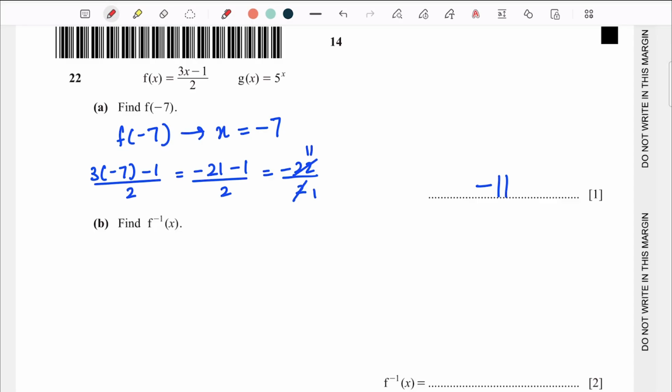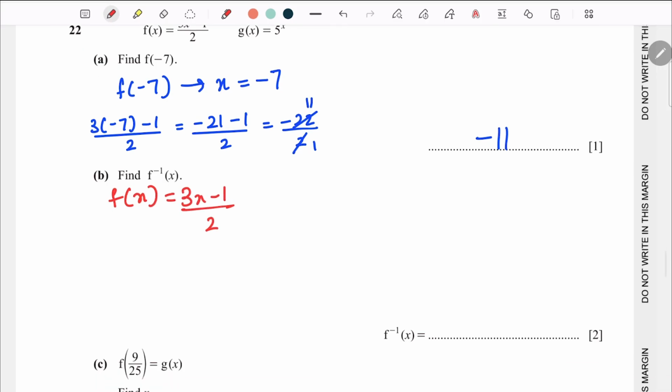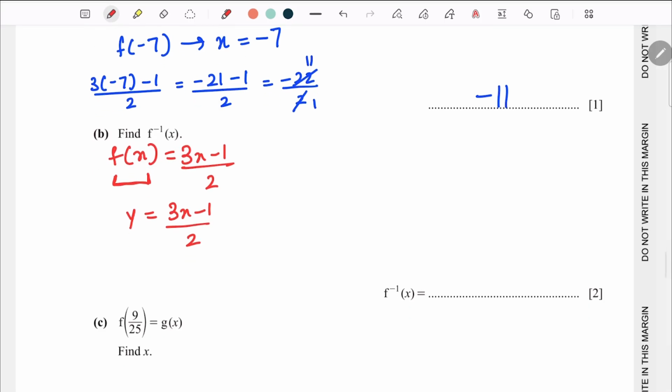Part B, find f inverse x. So to find f inverse x, I'm going to first write the equation f(x) is equal to 3x minus 1 divided by 2. Now I'm going to write y in place of f(x). Then I'm going to switch the places of y and x with each other. So I'm going to write x in place of y and y in place of x.